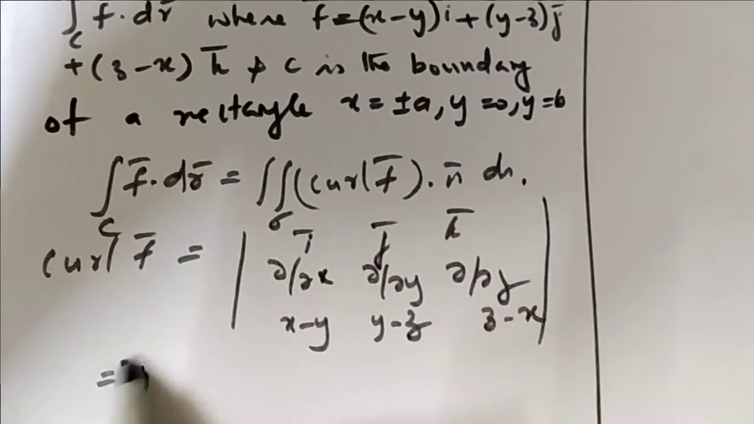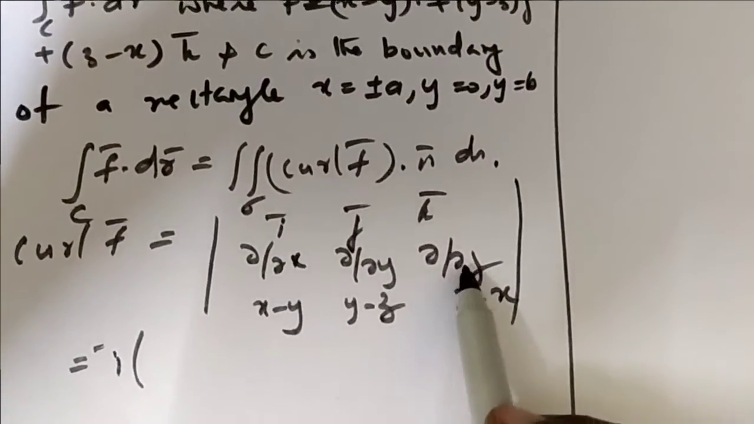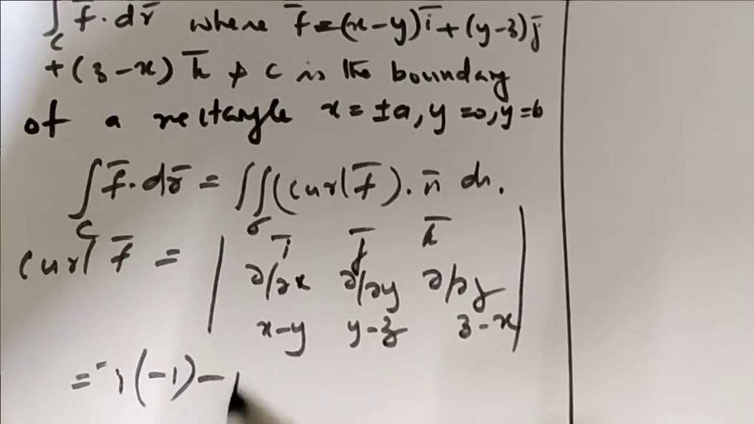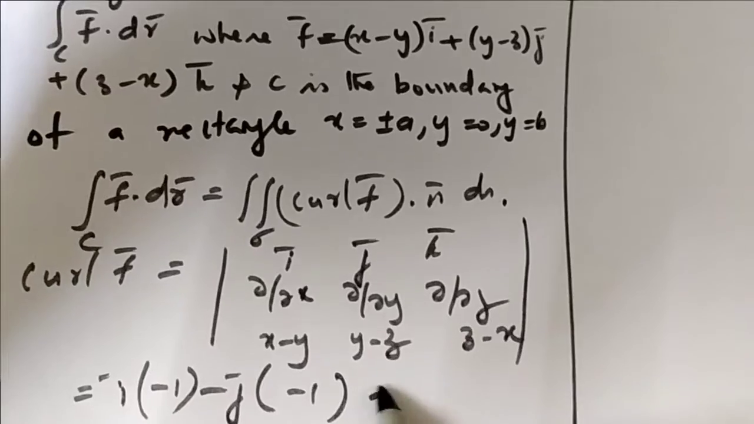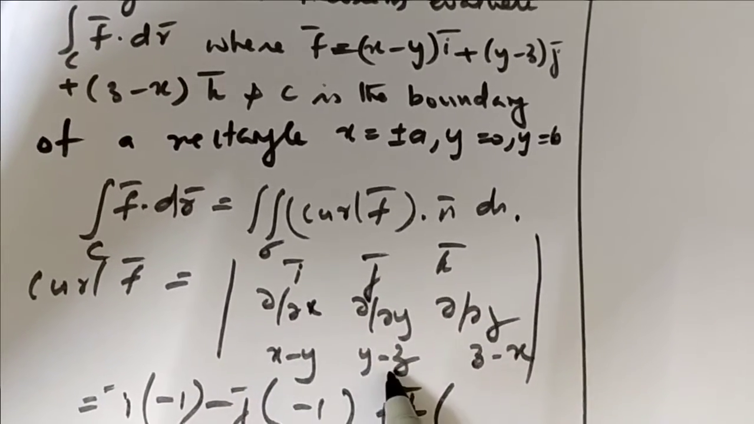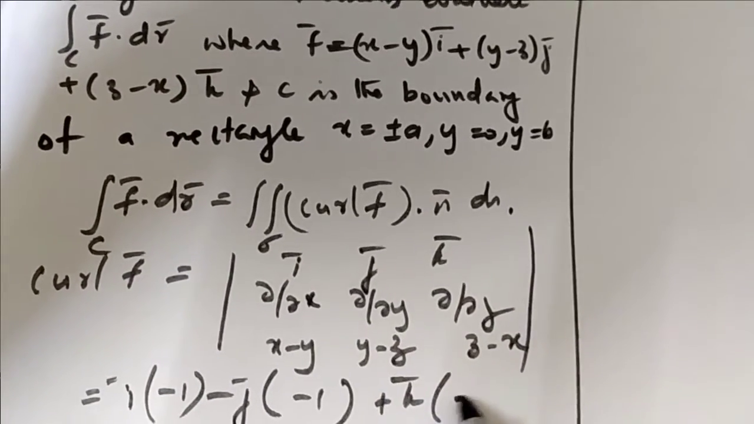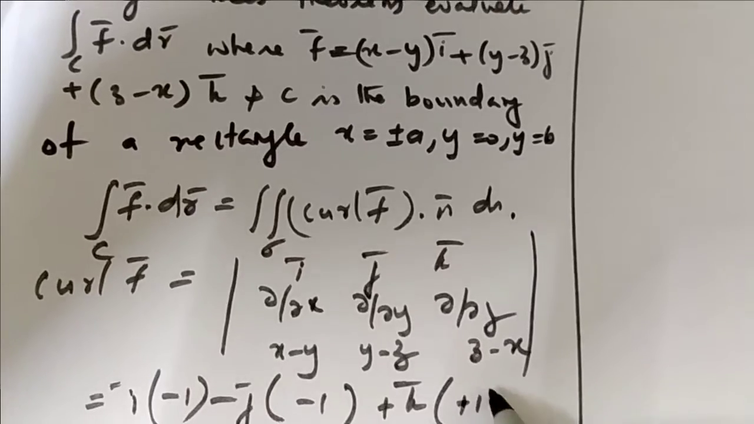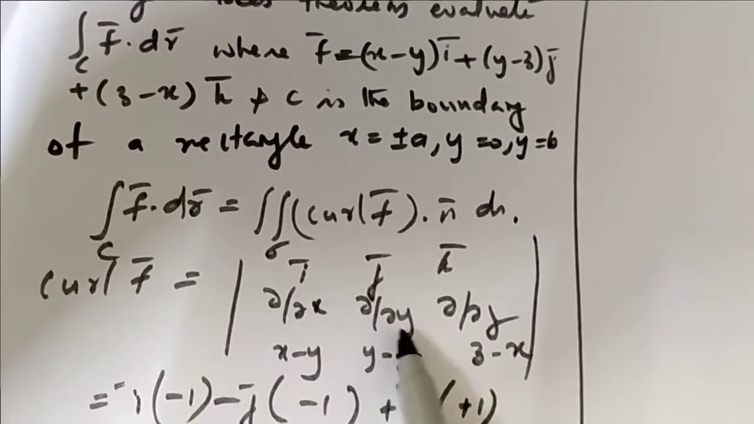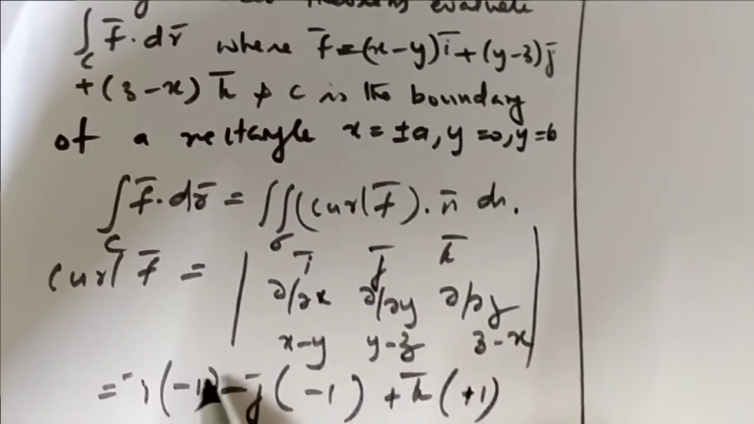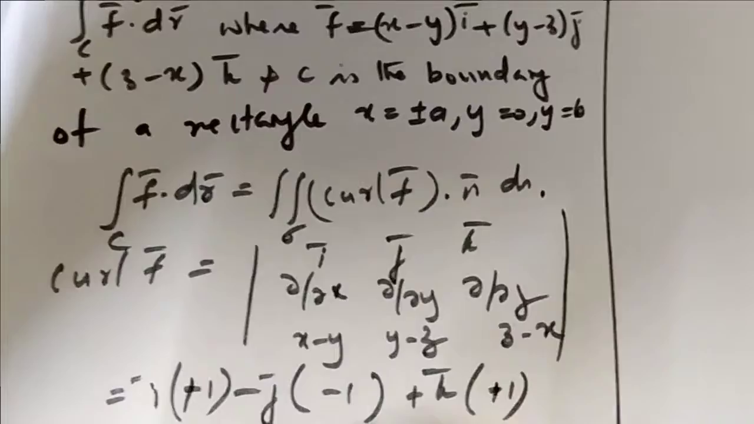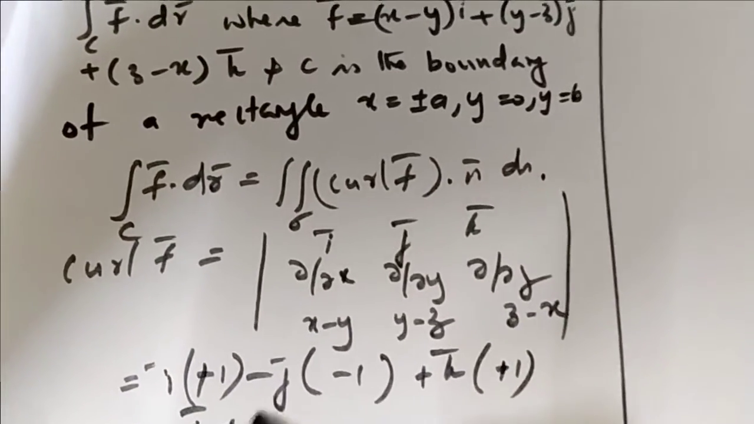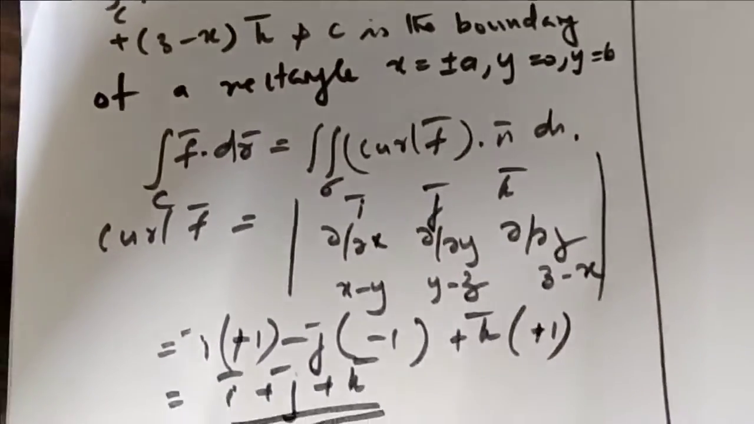Okay, so i into dou by dou y of this one, 0, dou by dou z of this is minus 1, minus j into dou by dou x of this is minus 1, dou by dou z is 0, plus k into dou by dou x of this is 0, dou by dou y of this is minus 1. So minus minus 1 plus 1. Here also i into minus minus, this will be plus, j into dou by dou x minus 1. Okay, so it is i plus j plus k.